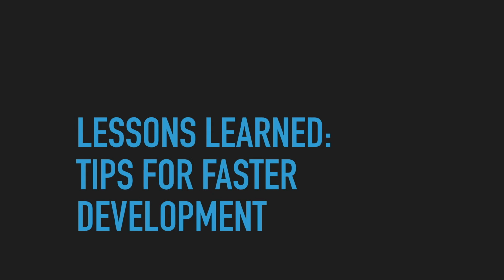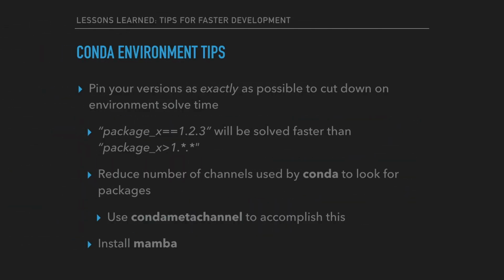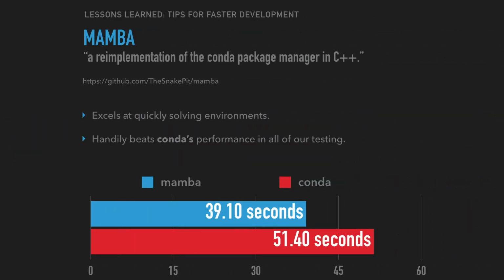So what are some lessons that we've learned? Always pin your versions, not only for reproducibility later, but also because it cuts down on the solve time. Reduce the number of channels that Conda is looking for by using Conda meta channel, and install Mamba. Let's jump into Mamba. So Mamba is the Conda package manager re-implemented in C++. It does one thing and it does it well. It solves environments. It crushes Conda's performance.